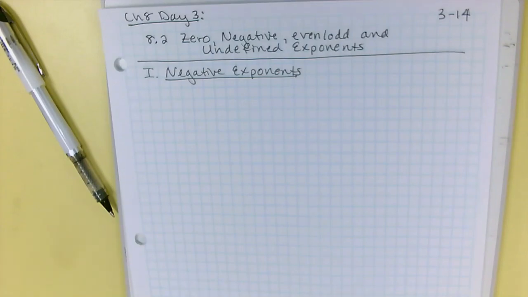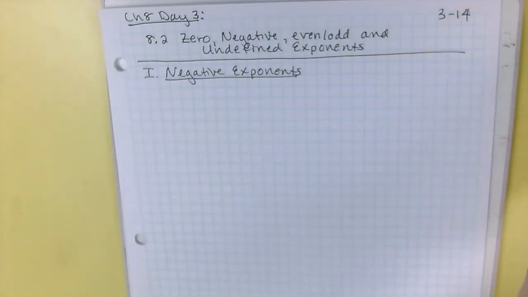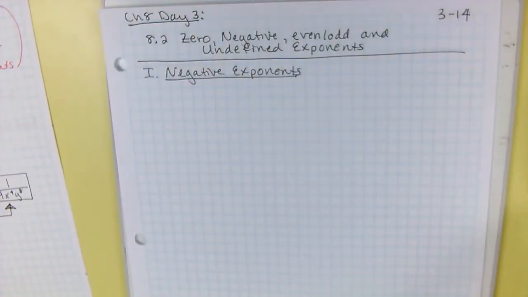Okay, so this is 8.2. We're going to cover zero, negative, even, odd, and undefined exponents. A lot of these are details, except for the negative exponents. That's definitely a major idea.